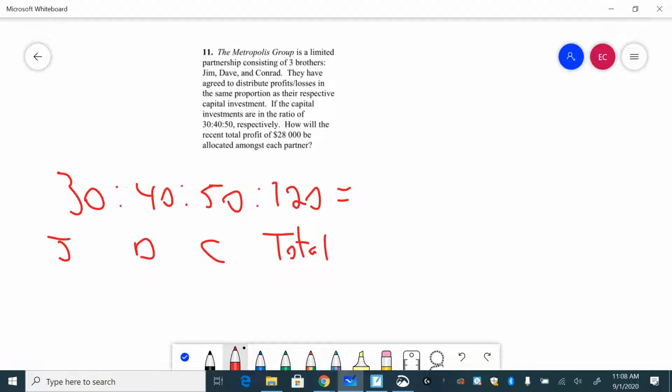equals. Now I'm just going to use those letters, J, D, and C for Jim, Dave, and Conrad. And of course, the next colon, which is our total colon, so $28,000. So $28,000 is going to be split between those three people.